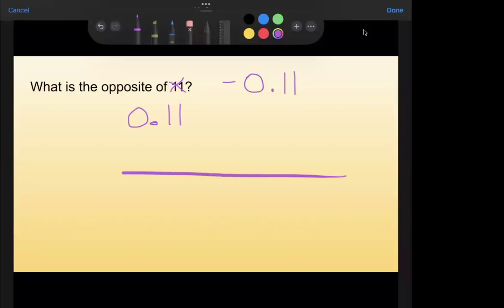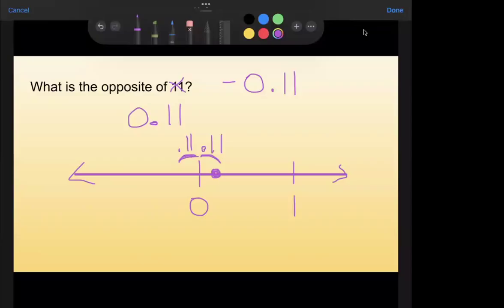So if you wanted to draw a number line, you could. If you prefer that method, put a 0 right here. Go ahead and graph your original number, which is 0.11, which means if this is 1, 0.11 is like somewhere over here. But now I need the same distance away from 0, which is just this 0.11, but on the other side. So I need to go 0.11 backwards here, which means that would be somewhere around here, negative 0.11.